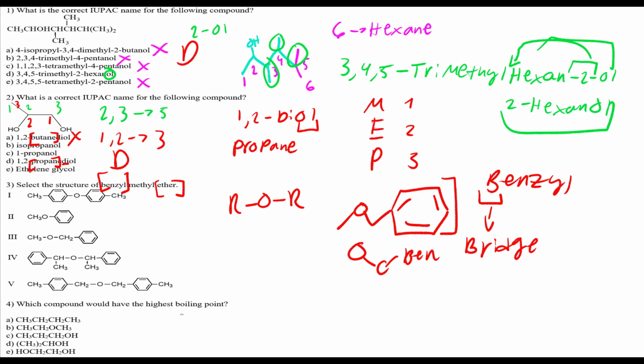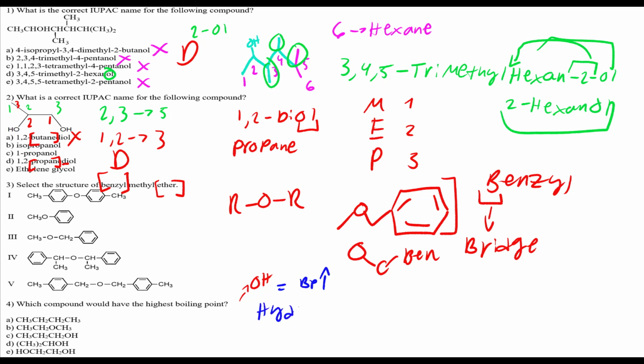Number 4, which compound would have the highest boiling point? Well, remember that if you have alcohols, so if you have OH, and let's do that in a different color, OH is going to give a higher boiling point. So OH equals boiling point to be super high. Why? Well, remember about hydrogen bonding.